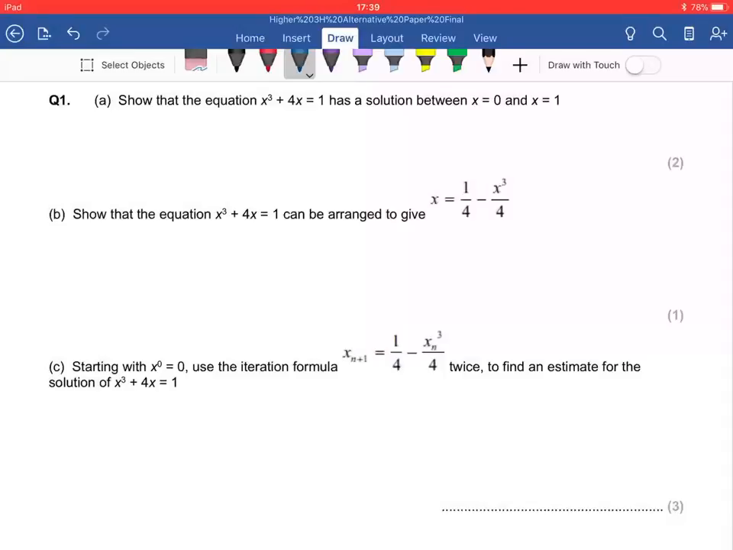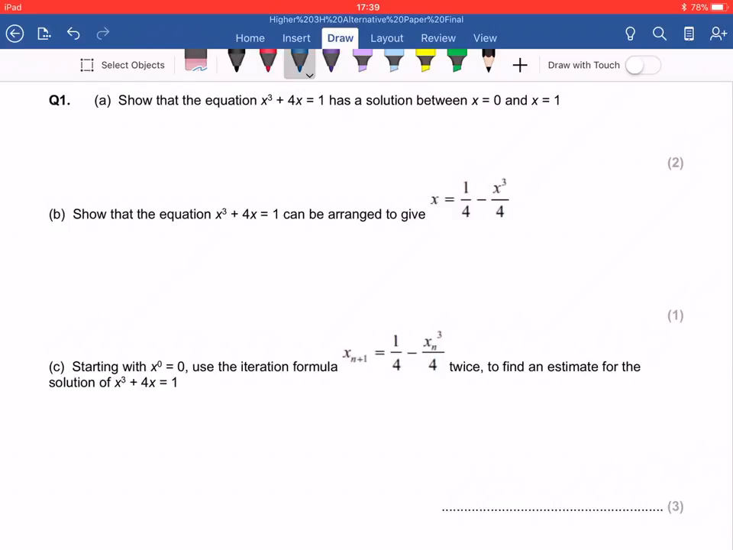Hello children, we've got another iteration question. We want to show that the equation x cubed plus 4x equals 1 has a solution between x equals 0 and x equals 1. So what I want to do with this equation is make it equal to 0, turn it into a function of x, and then calculate f of 0 and f of 1. There should be a change in sign between the answers, and that's going to prove that it has a solution between these values. So let's talk it through in more detail.